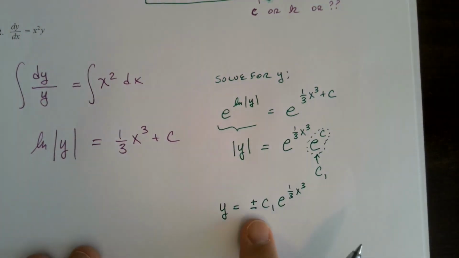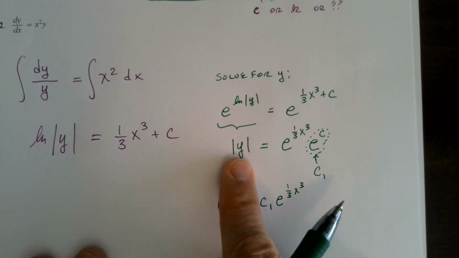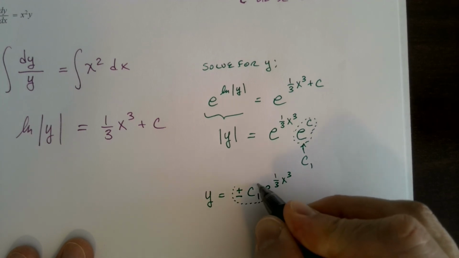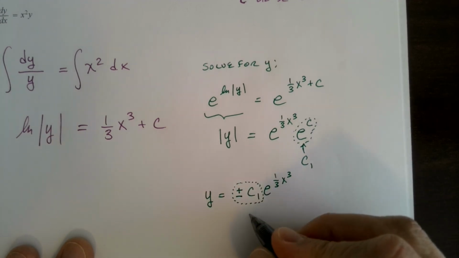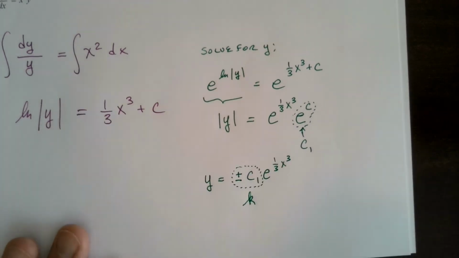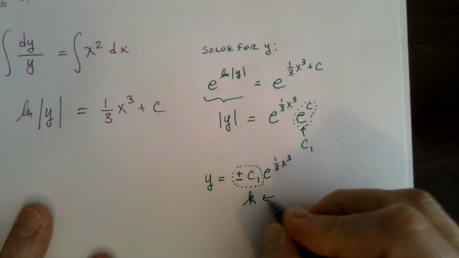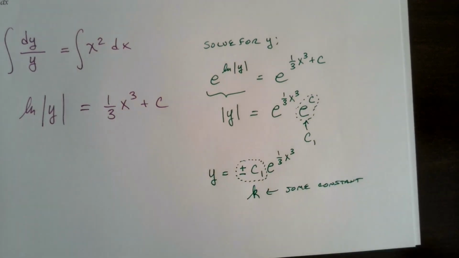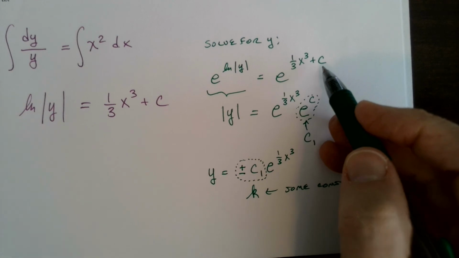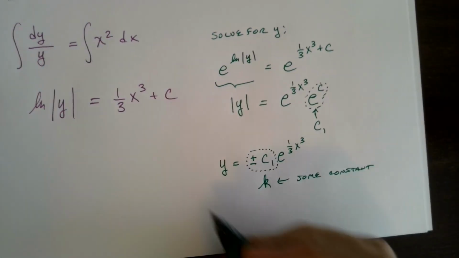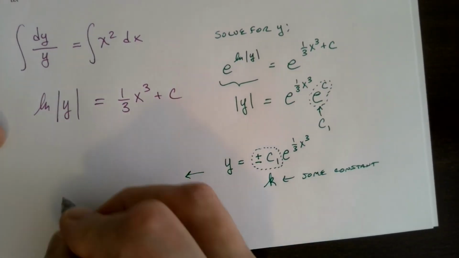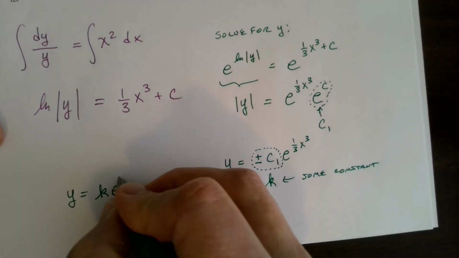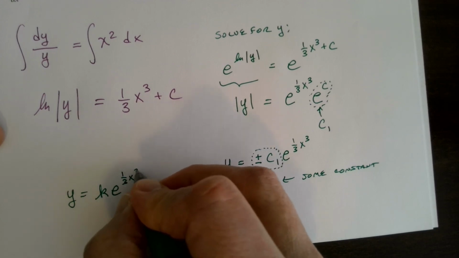So in other words, if this is positive or negative, I'm going to get the same thing when I take the absolute value. But again, I'll just note plus or minus c sub 1. Either way, plus or minus c sub 1 is just a constant. Let's just call that k. It's some constant. I could call it c again or whatever, but since I called c this, I'm just going to call it something else. The bottom line is then we have our solution: y is some constant, I'm calling k, e to the 1/3 x cubed.